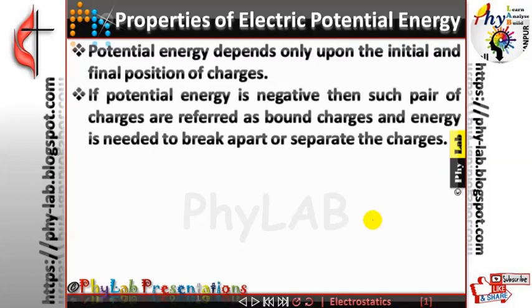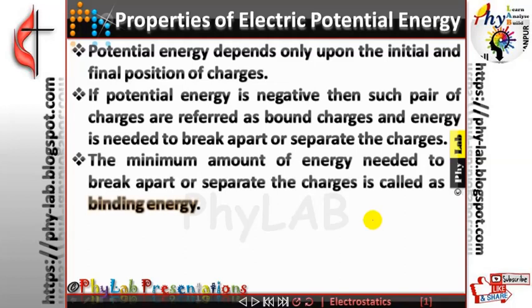If the potential energy anywhere comes out to be negative, then you call such a pair of charges bound charges, and then you need to give some energy to break or separate the charges. The amount of energy needed to separate the two charges is referred to as the binding energy of the system.